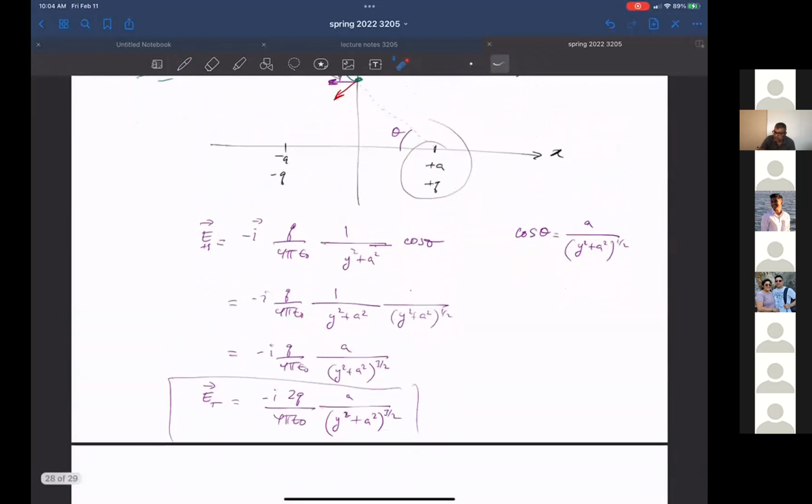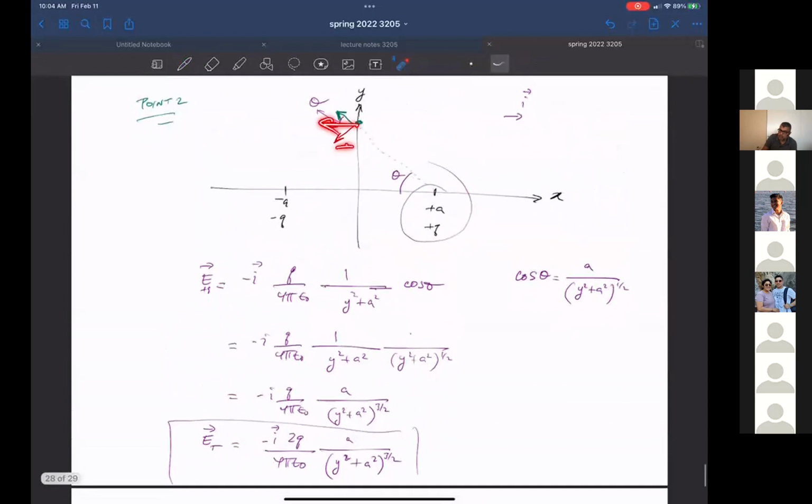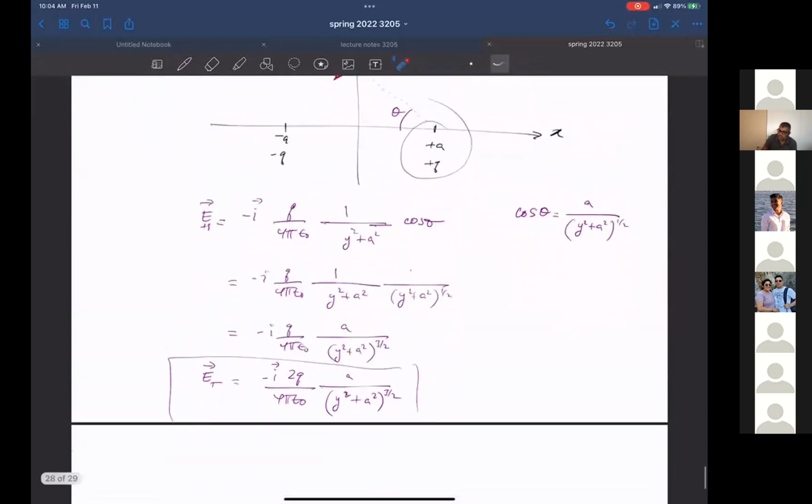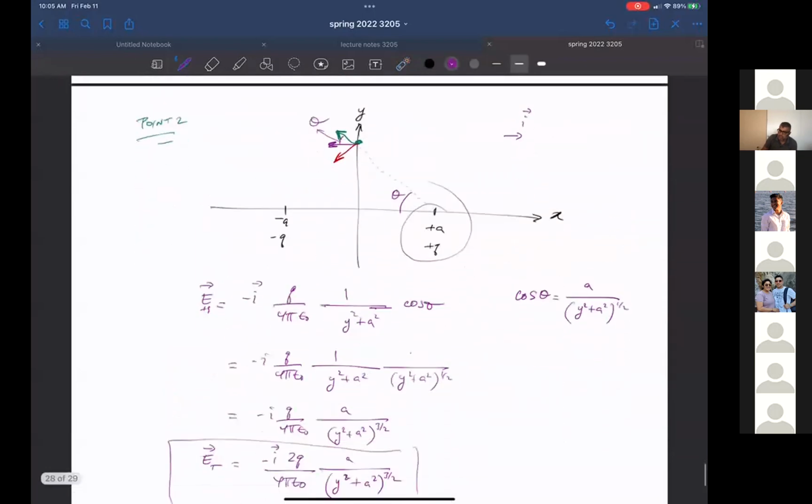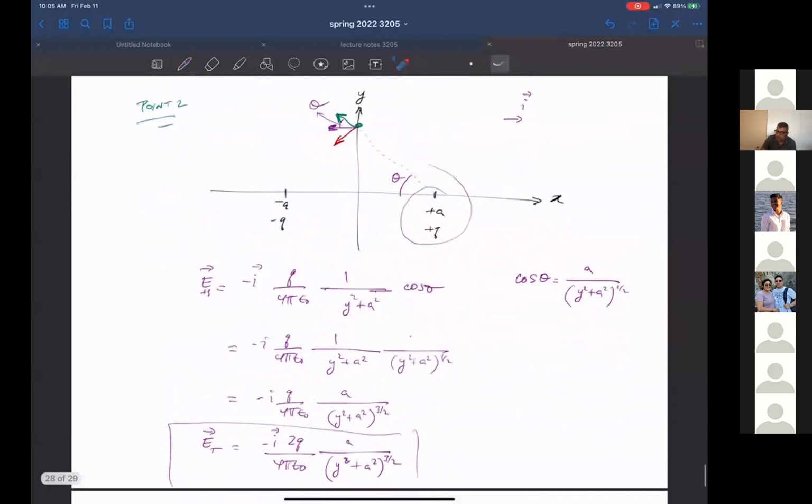Notice it's giving us the direction of the electric field. It's always pointed in this direction, no matter where we go. And it's got this sort of relationship to the values of y and a. So again, if you look at y equal to 0, now you don't get a 0 value, right? Because this guy is pushing charge and this guy is pulling on the charge.